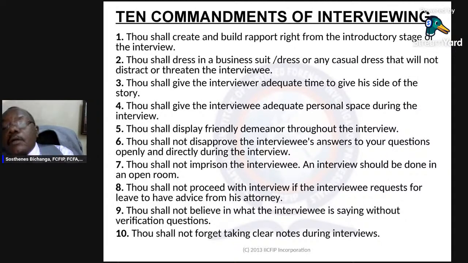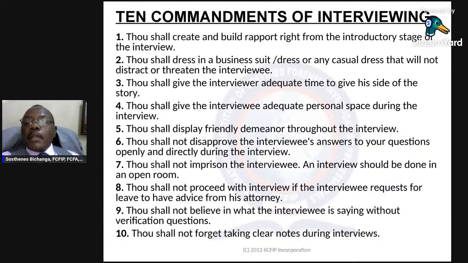I will now talk about the commandments of interviewing. And as you know about commandments, there are do's and don'ts. There are commandments that tell you what to do, and there are commandments that tell you what not to do. That is the essence, the real purpose of commandments.